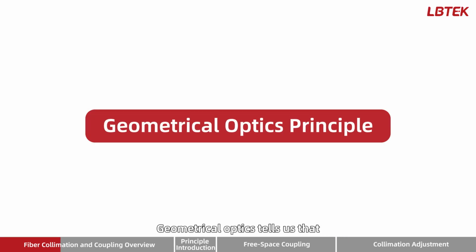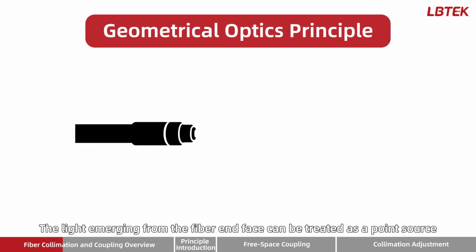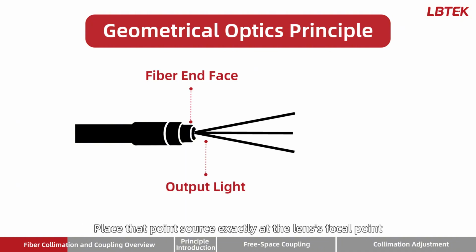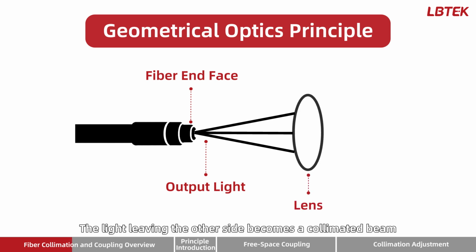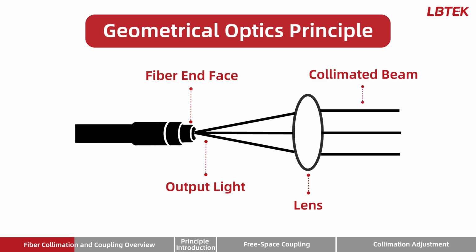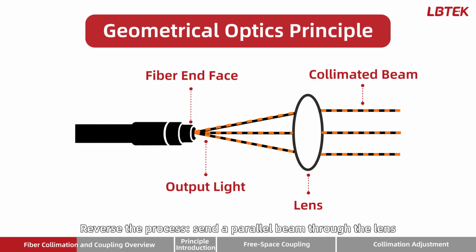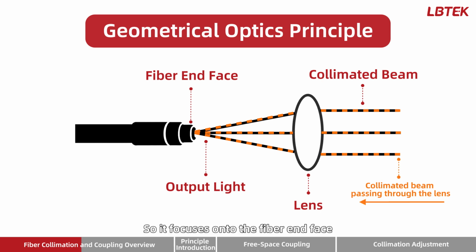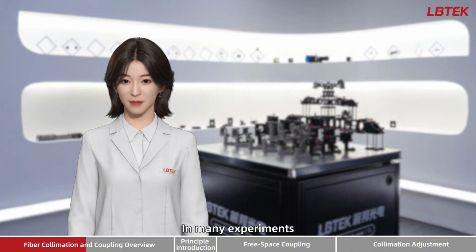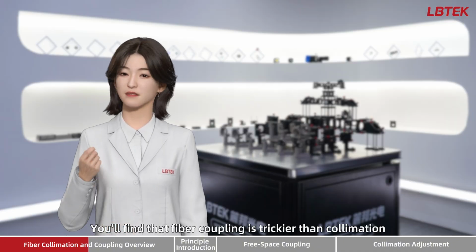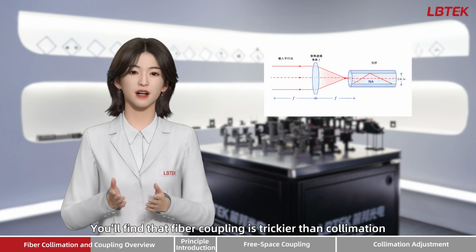Geometrical optics tells us that the light emerging from the fiber end face can be treated as a point source. Place that point source exactly at the lens's focal point. The light leaving the other side becomes a collimated beam. That's fiber collimation. Reverse the process. Send a parallel beam through the lens, so it focuses onto the fiber end face. That's fiber coupling. In many experiments, you'll find that fiber coupling is trickier than collimation.